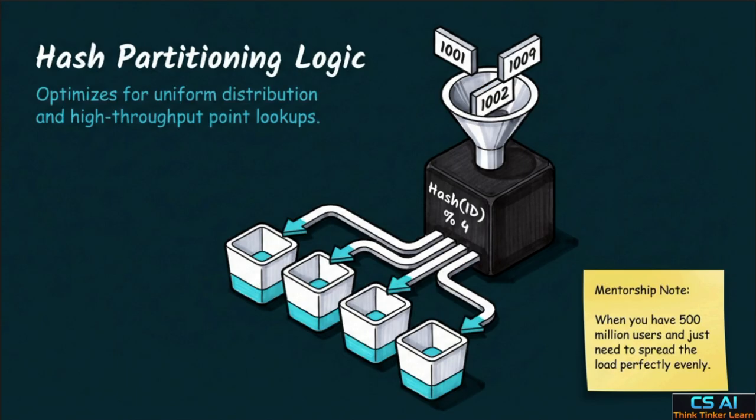If your goal is a uniform distribution, reach for hash partitioning. By taking the hash of an ID modulo the number of partitions, you spread the load perfectly evenly. This is ideal when you have millions of users and you just need to ensure no single partition gets overwhelmed.